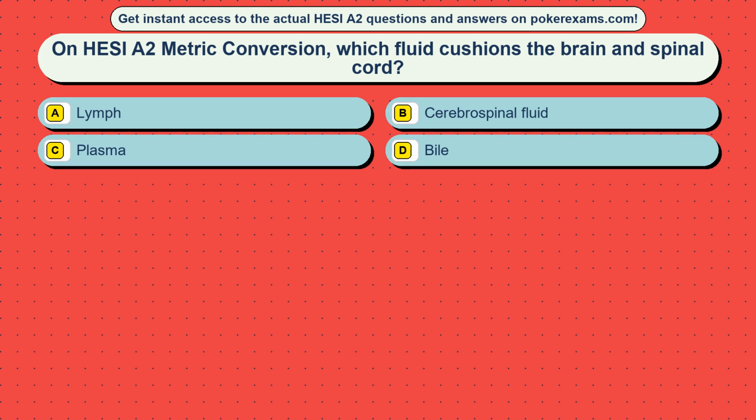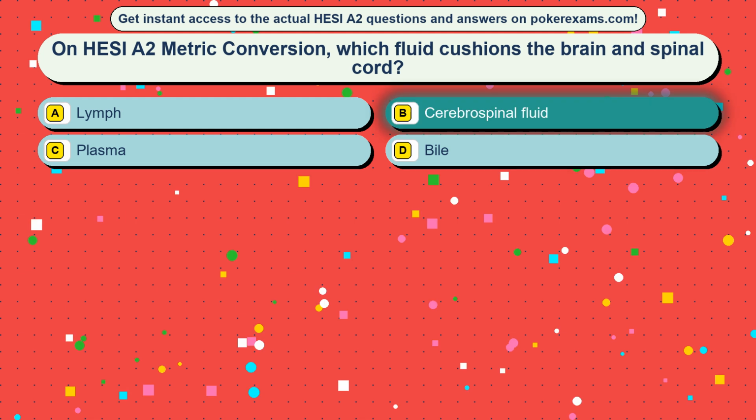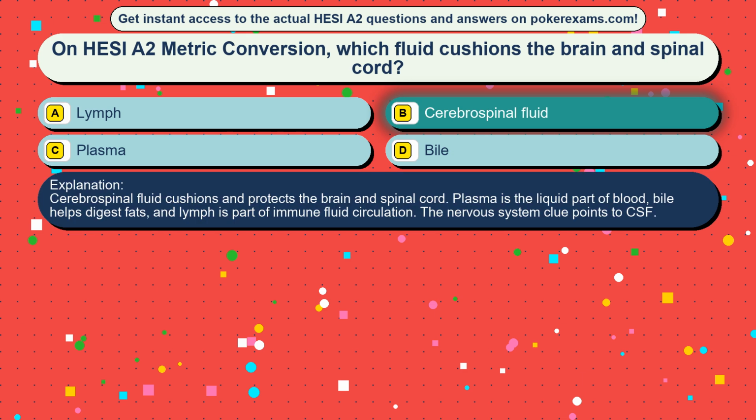Question 24. On HESI A2 metric conversion, which fluid cushions the brain and spinal cord? Option A, lymph. Option B, cerebrospinal fluid. Option C, plasma. Option D, bile. The correct answer is option B, cerebrospinal fluid. Cerebrospinal fluid cushions and protects the brain and spinal cord. Plasma is the liquid part of blood, bile helps digest fats, and lymph is part of immune fluid circulation. The nervous system clue points to CSF.